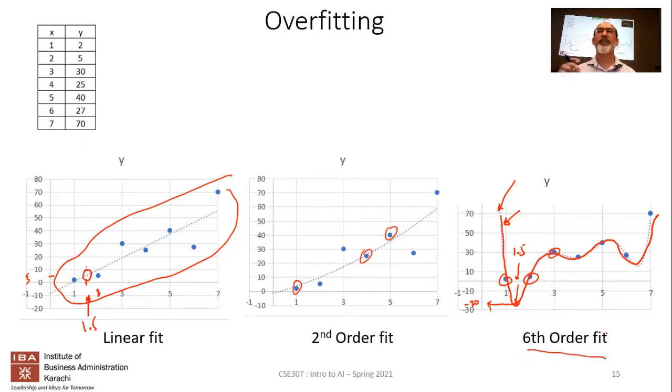In other words, it's trying to go through each and every point, and as a result, the curve is going all over the place. All right. In fact, if you look at this data, the actual data may just be linear data with some kind of noise. All right. So when you're doing fitting, and especially if you have a small amount of data, you don't want to overfit. Okay. So the example over here of the sixth order is that it is overfitted.